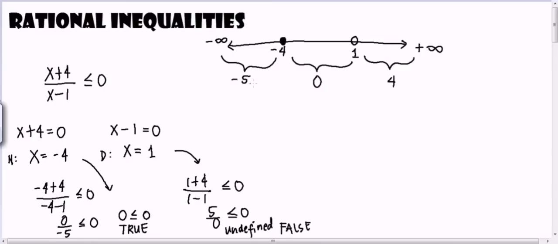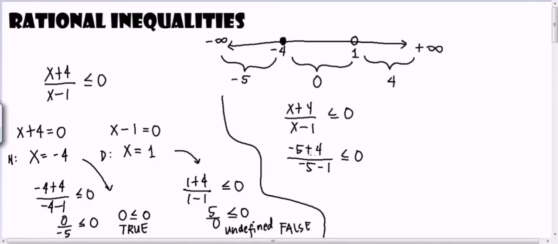Then I will test each of the intervals. Let us start with negative 5. I test it in x + 4 over x - 1 less than or equal to 0, which is our rational inequality. So I substitute it for x, and I will have (-5 + 4)/(-5 - 1) less than or equal to 0.